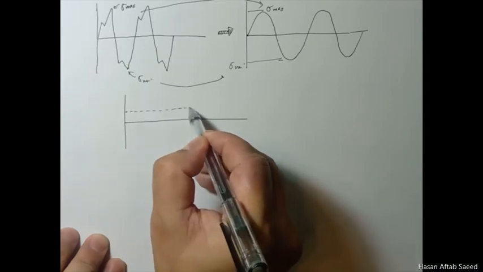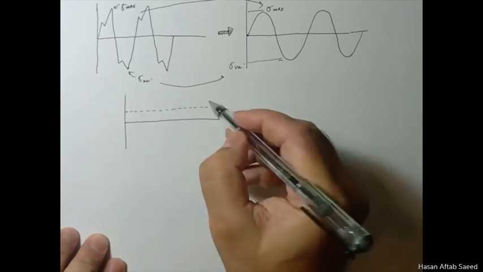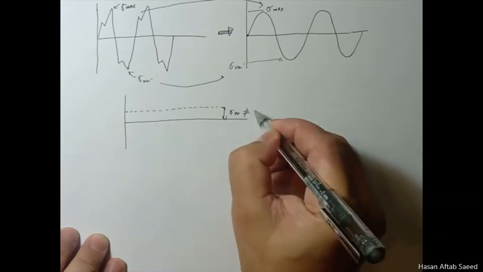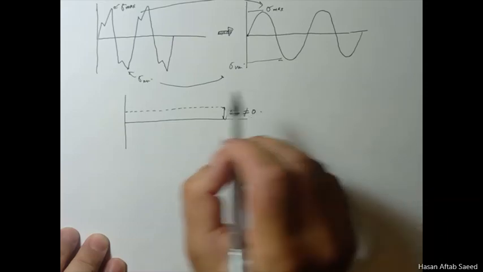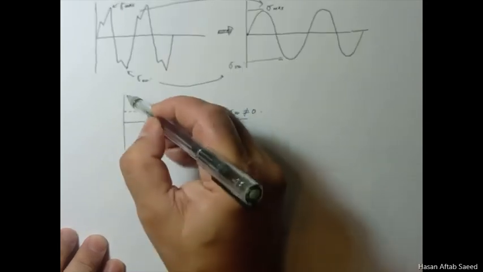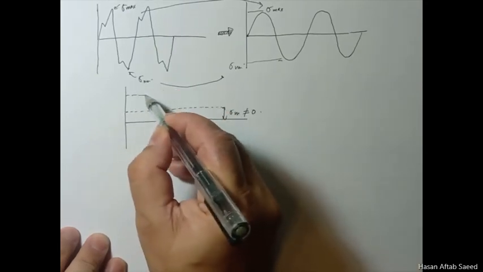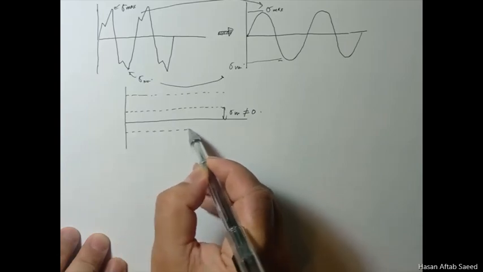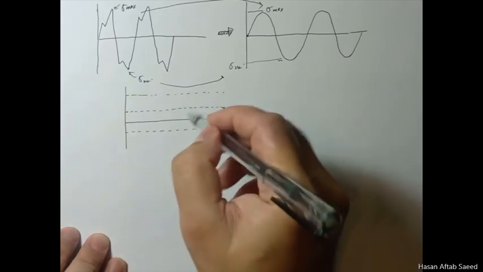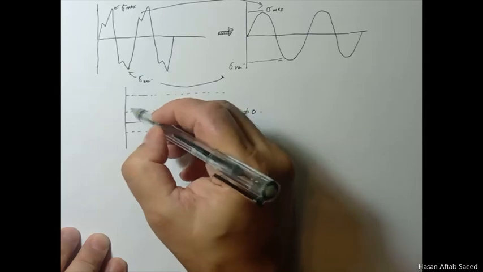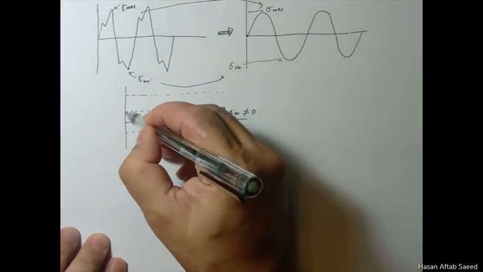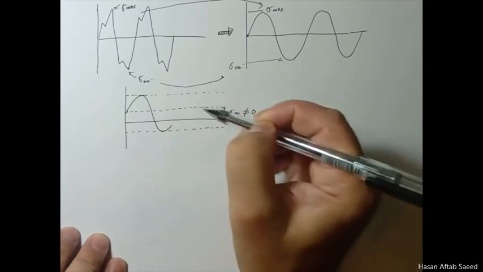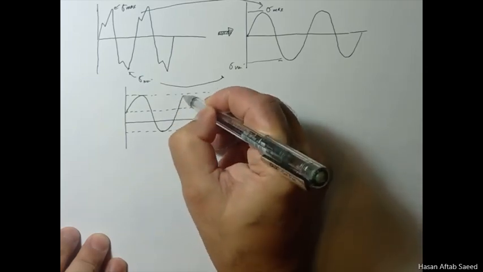The main thing being that your sigma m is not equal to 0. That makes it a fluctuating case. So there will be a sigma max and there will be a sigma min. So I've just made this system, but it doesn't matter any kind of system as long as it has sigma m not equal to 0 qualifies.